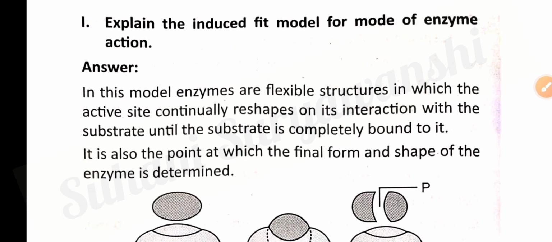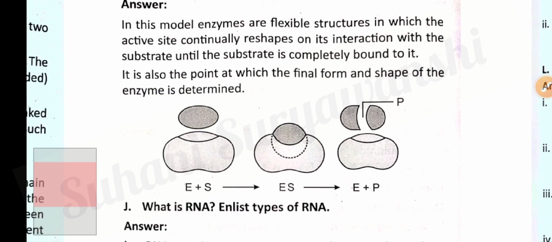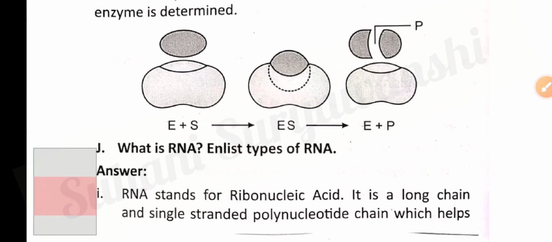Explain the induced fit model for mode of enzyme action. Answer. In this model, enzymes are flexible structures in which the active site continuously reshapes on its interaction with the substrate until the substrate is completely bound to it. It is also the point at which the final form and the shape of the enzyme is determined. So you should draw a diagram also.